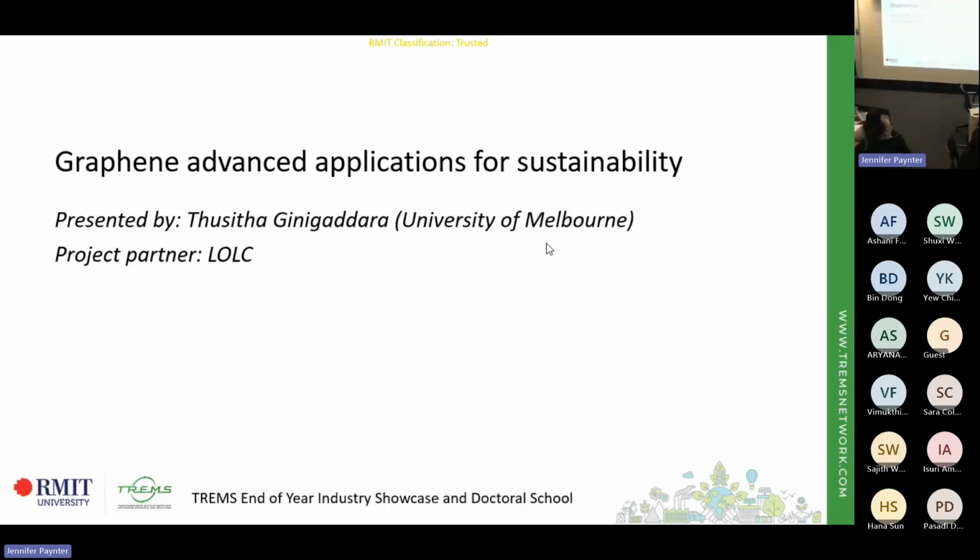I'm very familiar with this project. It's Graphene Advanced Applications for Sustainability, and it goes as far as to acknowledge LOLC, one of the largest multinational companies. There are also some components with Melbourne University, but RMIT is also working together on different aspects of this graphene application. So I could even call it a collaborative project between the two universities working with LOLC.